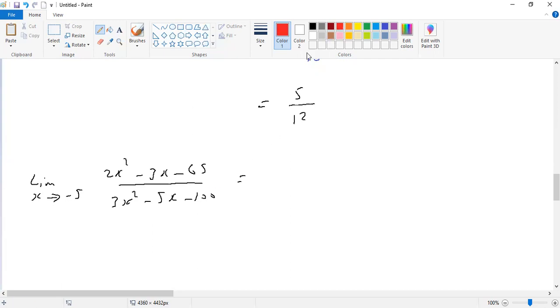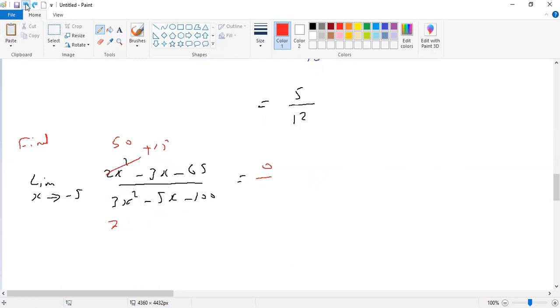Now, check again. To find the limit of this one: this one is 50, this is plus 15, 65 minus 65 is 0. And this one is 75, and this is plus 25. So 75 plus 25 is 100, minus 100 is 0. So also 0 over 0.